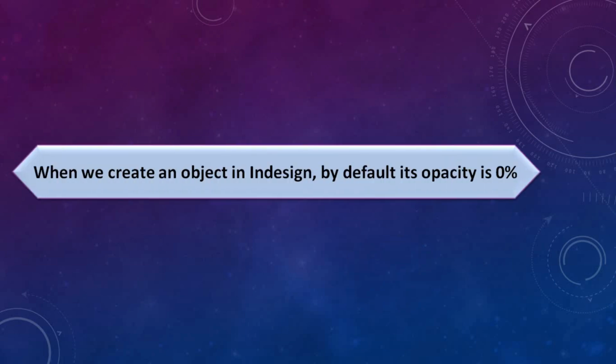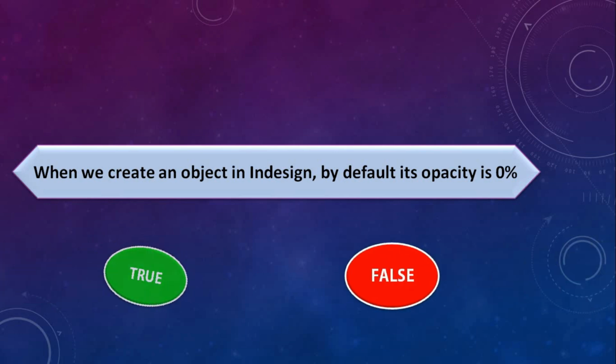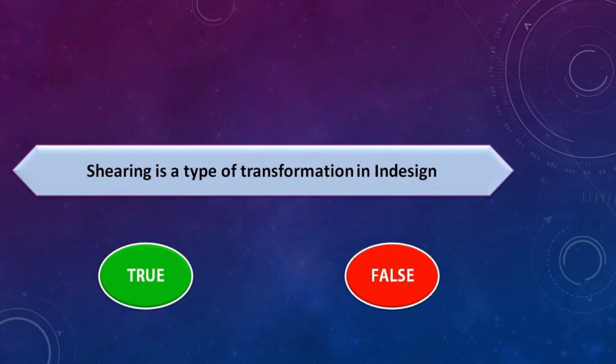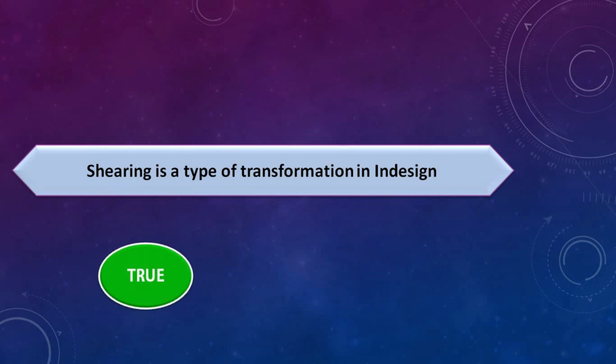When we create an object in InDesign, by default its opacity is 0%. Is it true or false? The answer is false. So it is not 0% by default. Next question. Shearing is a type of transformation in InDesign. True or false? The answer is true. Yes, shearing is a type of transformation.